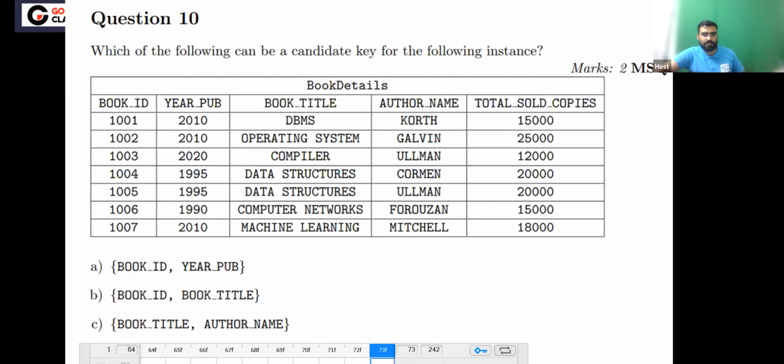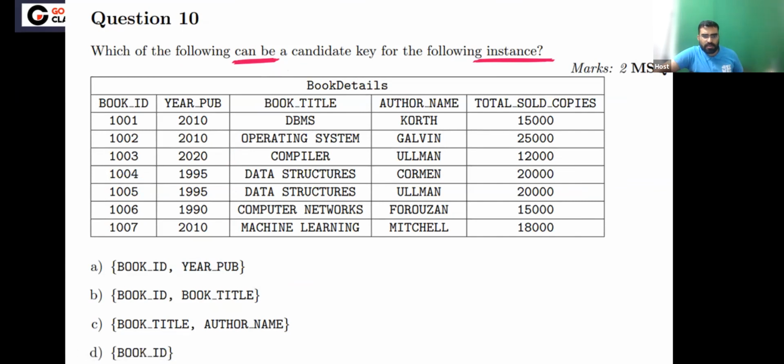Tell me the answer. Which of the following can be a candidate key for the given instance? Instance is given to you. So can book ID be a candidate key? Yes, definitely this can be a candidate key, right? Because there is no repetition. Book ID, comma, year pub.